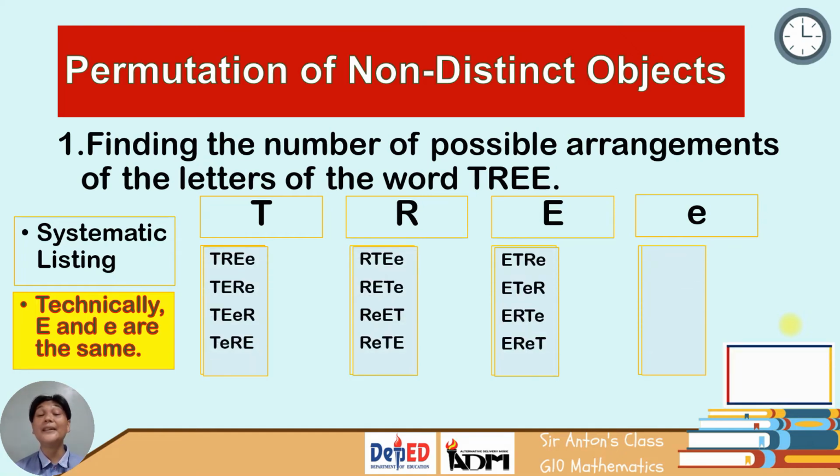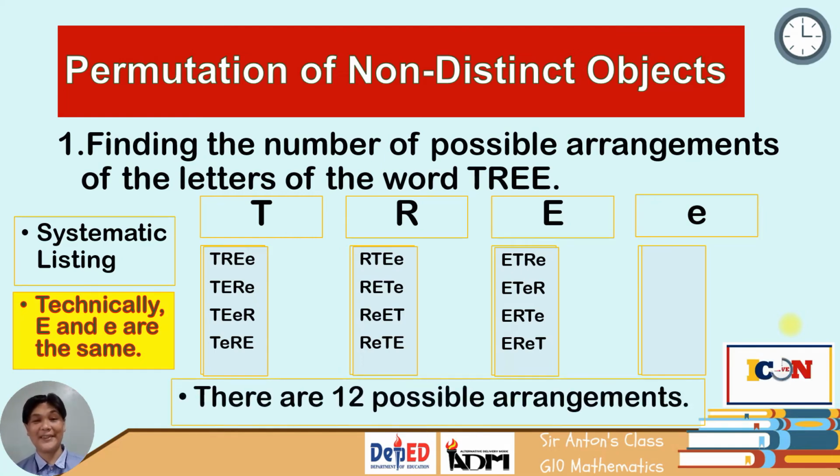Okay, so what will happen there? To remove all the similar arrangements where capital E and small letter e have the same arrangement, the letters of the word T-R-E-E. So what's left are this. Okay, so 4 for T, and then 4 for R, and of course 4 for E, because we removed the arrangements for the small letter e because it's just the same with the capital letter E. So technically, when we're going to count, there are 12 possible arrangements.